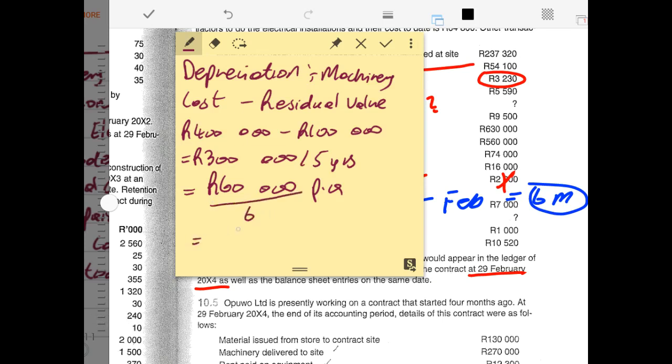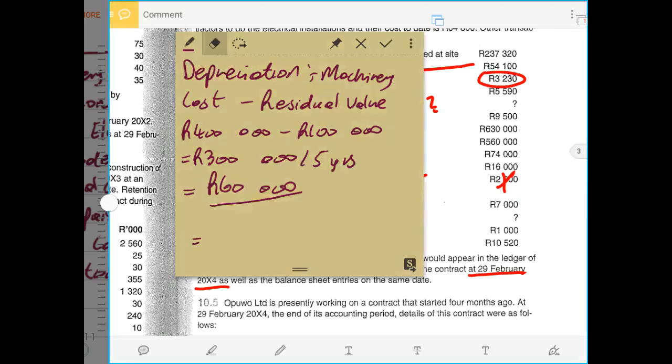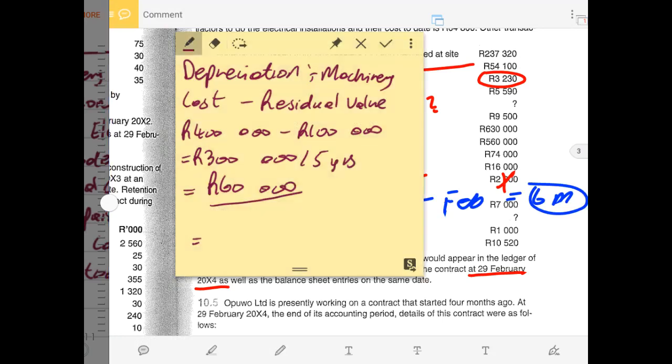Then when we divide by 6 months, we have to multiply by 6 over 12. We say times by 6 months out of the 12 months. Then this will give us 30,000 for 6 months, which is the depreciation for 6 months. So now this is the depreciation for 6 months that we are looking for.